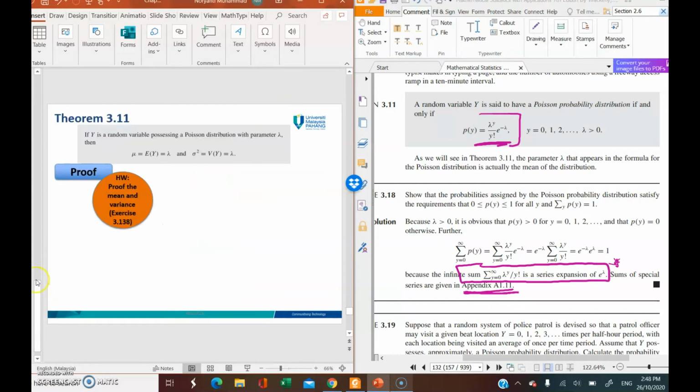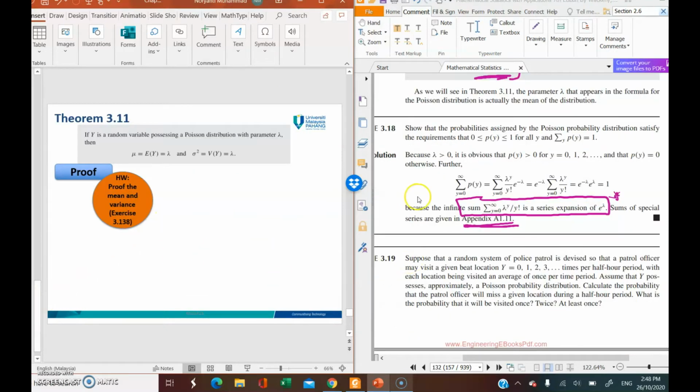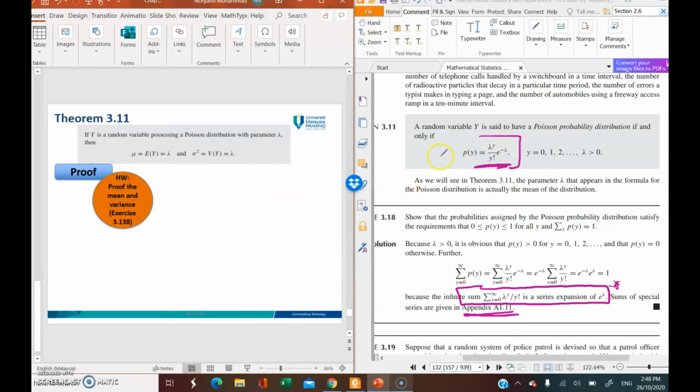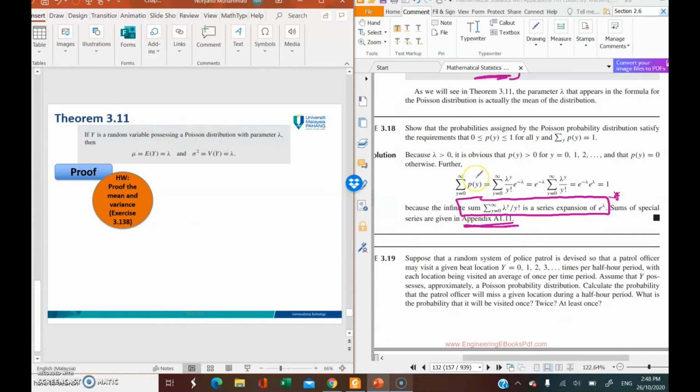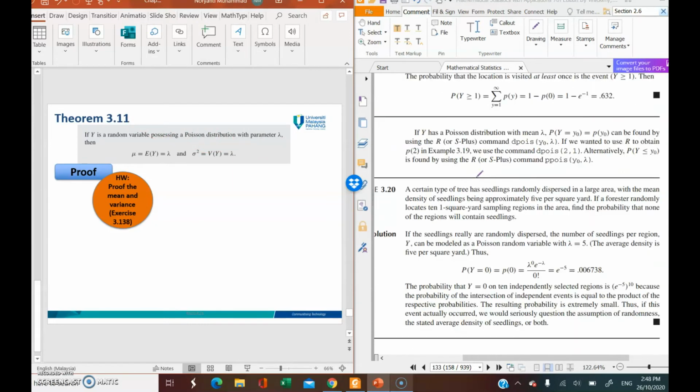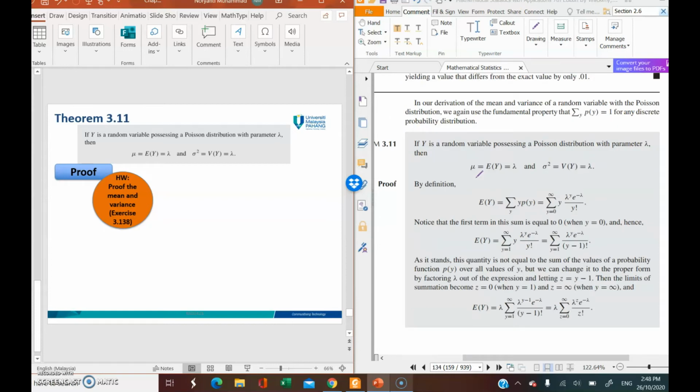And then theorem. Okay, so this is theorem 3.11. A random variable y is said to have a Poisson probability distribution function if and only if you have this one. Sorry, theorem 3.11 is the definition. But your theorem here is this one: what is your mean here, and then what is your variance. Now we are talking about population mean and population variance only.